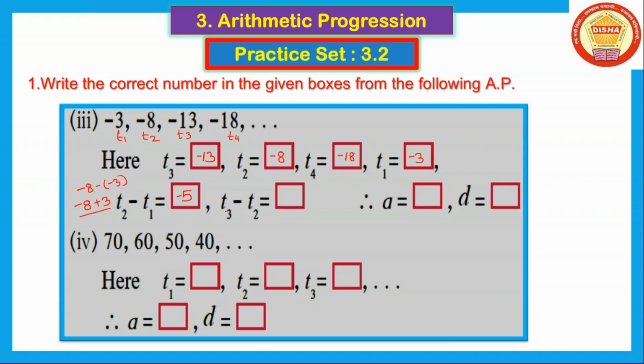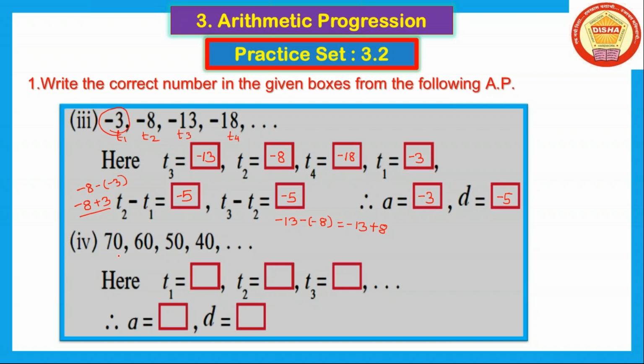Then T3 minus T2. T3 is negative 13 here, minus T2, which is negative 8. Again we do subtraction, that is negative 13 plus 8. Both have different signs, so again we do subtraction, and the result is negative 5. Therefore, A is the first term. See, in the given AP, A is equal to negative 3, and D, which we found here, is equal to negative 5.